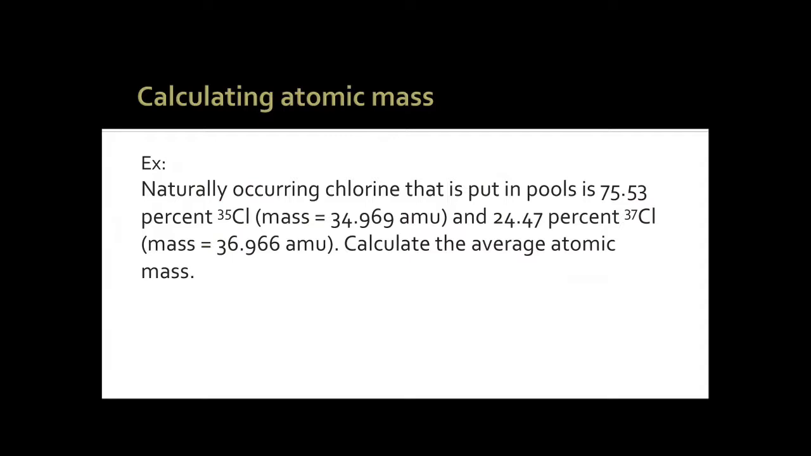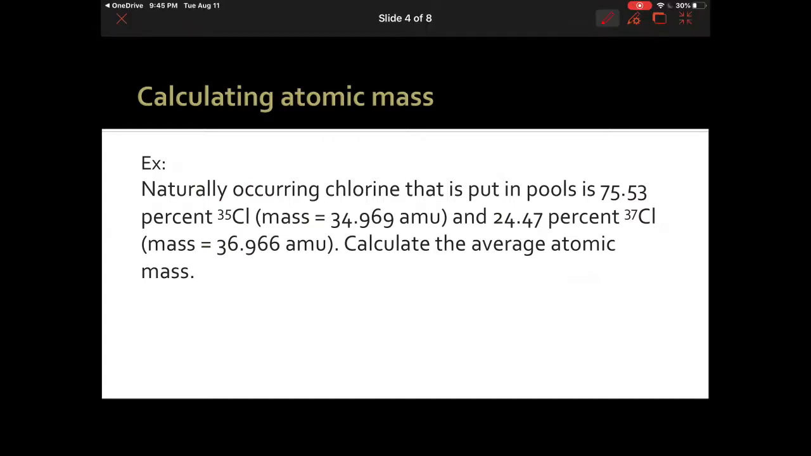So our example says naturally occurring chlorine that's put in pools is 75.53% chlorine 35, mass of 34.969 AMU, and 24.47% chlorine 37 with a mass of 36.966 atomic mass units. Calculate the average atomic mass.